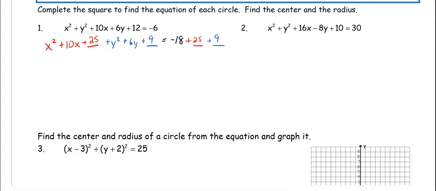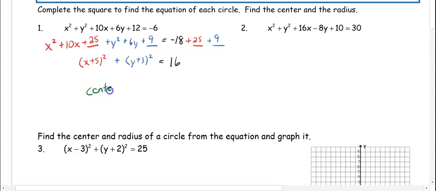As we write our equation then, we're going to factor, so we would have (x + 5)² for x. For y, we would have (y + 3)². And then equals -18 + 25 + 9, which would get us 16. So now that our equation is in graphing form, we can find our center and our radius. The center, we're going to take the opposite signs of the numbers in the parentheses, so (-5, -3). The radius, we're going to take the square root of 16, which is 4.